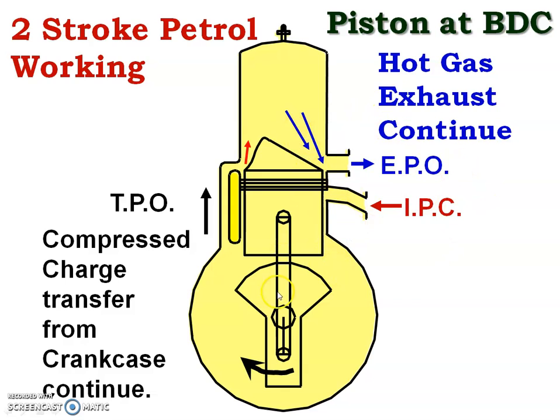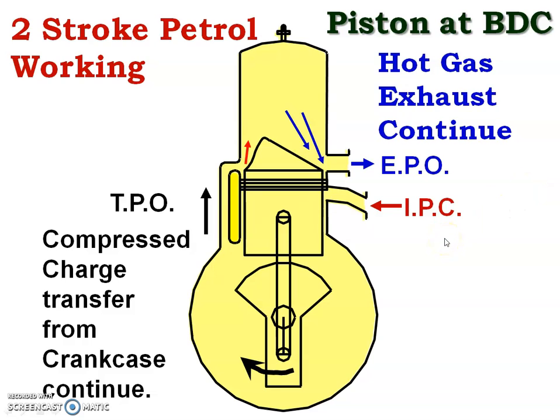Now the piston has moved down and is now at BDC. So two processes are going on simultaneously. On the left hand side, transfer of fresh air and petrol from the bottom of the piston to above the piston, and on the right hand side, exhaust gas is thrown into the atmosphere.